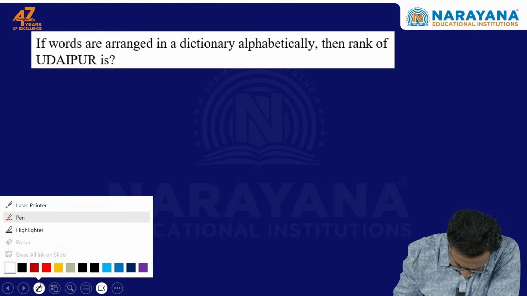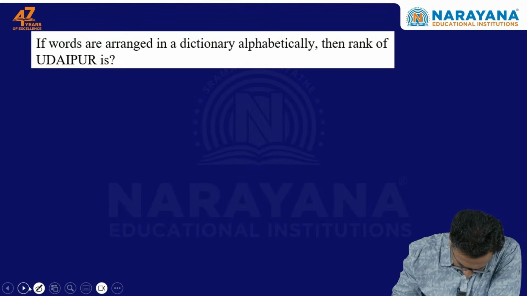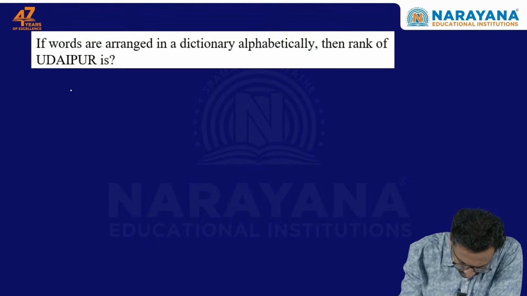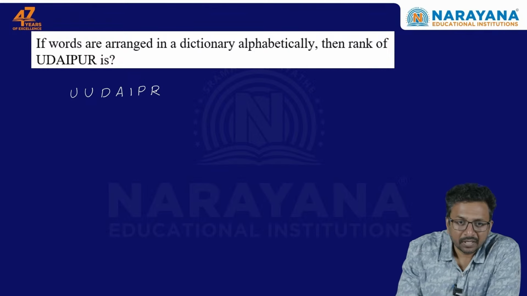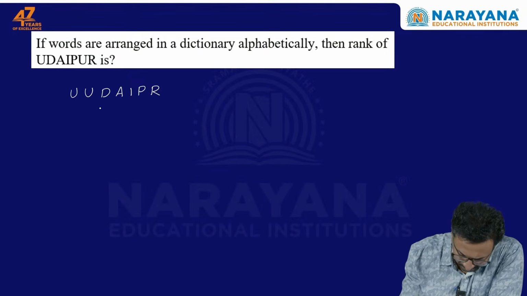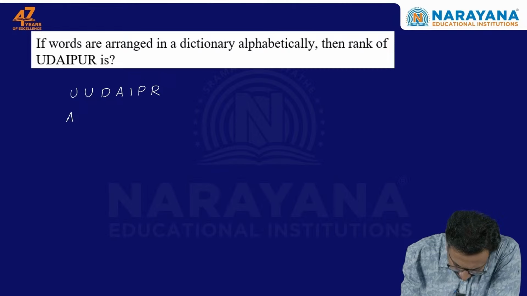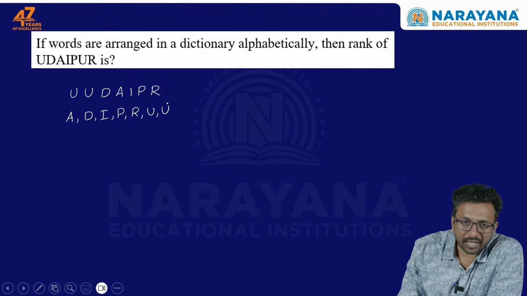So you can see that there are two U's here, and D, A, I, P, R. So let us arrange them alphabetically. The alphabetical order of these letters is A, D, I, P, R, U. So U is there 2 times, right?